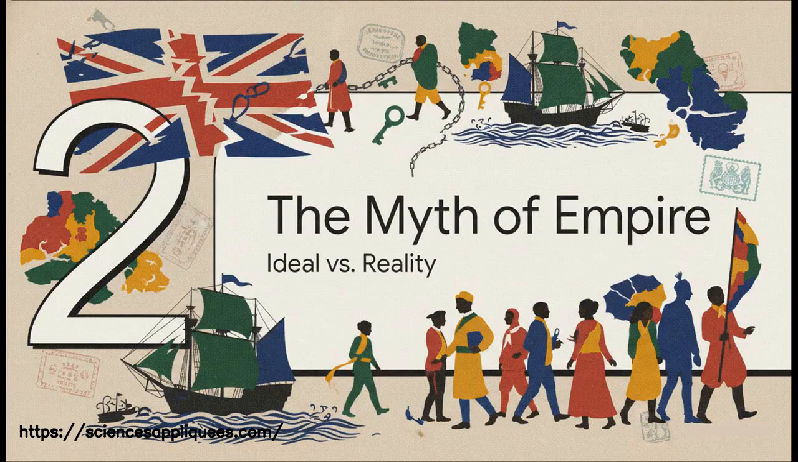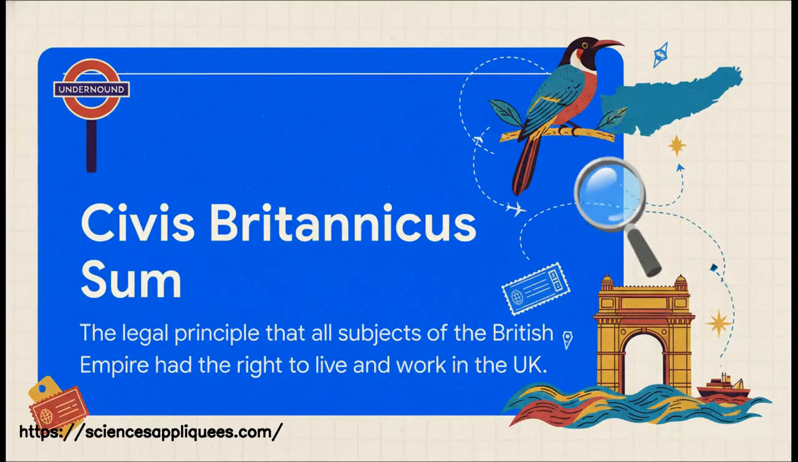All right, let's dive into our first section, this idea of a unified British Empire. The question of who really belonged was, and still is, way more complicated than it might seem on the surface. So on paper, this principle was actually pretty radical. Civis Britannicus sum. It basically meant that there was one single shared identity. So whether you were born in London, or Kingston, Jamaica, or Mumbai, India, you were a British subject. And that meant, legally, you had the right to move to the UK, the so-called mother country.